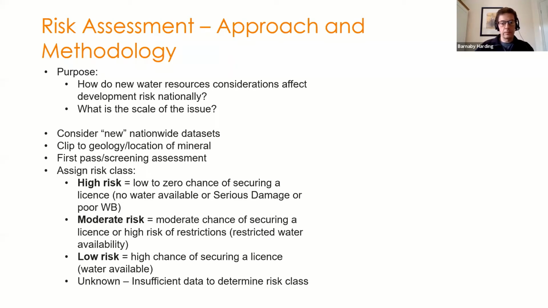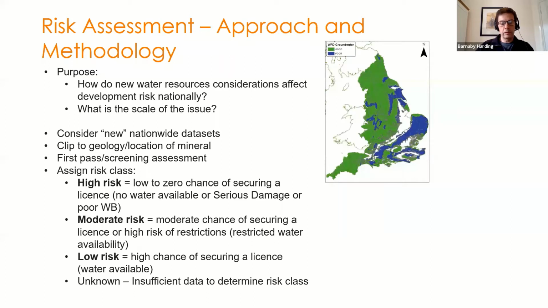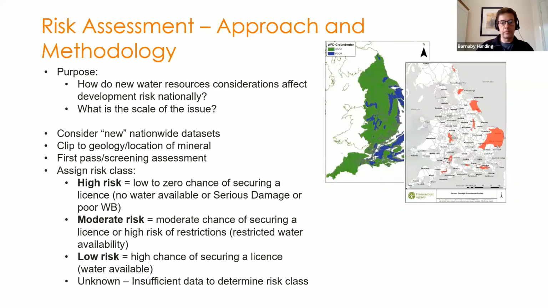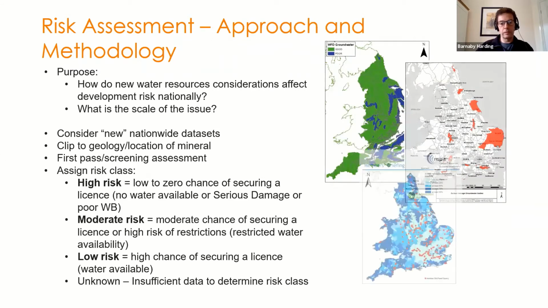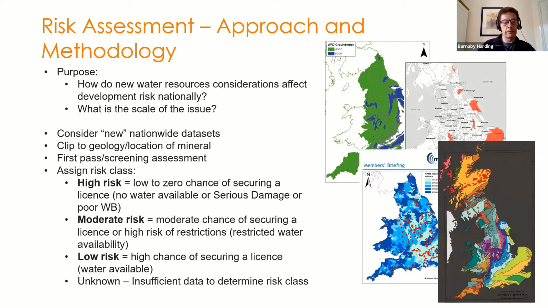So in order to do that, I looked at the new data sets: the WFD status, serious damage, groundwater bodies, and water resource availability. I then clipped those to the outcrop pattern for mineral occurrence, and basically assigned them to different risk classes, depending on whether they sat in serious damage, poor status, or limited water resource availability. Basically just high to low risk, with high risk being an area where you might expect quite a bit of trouble to get an abstraction license, and low risk one where you would probably get one without too much trouble.